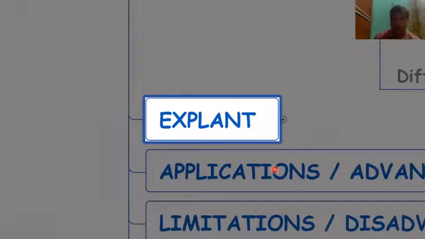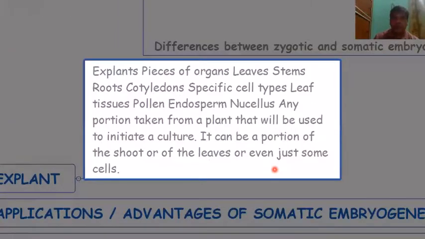Now, regarding the explant: if you want to induce a response in vitro, then the explant is a very decisive factor. And what kind of explant will show a response towards somatic embryogenesis? This we need to understand. Many experiments have been done, and scientists have reported for different plant species that different types of material or explant are important for the somatic embryogenic response.